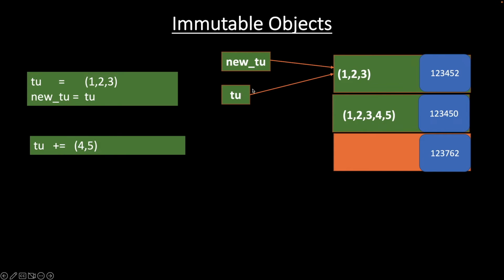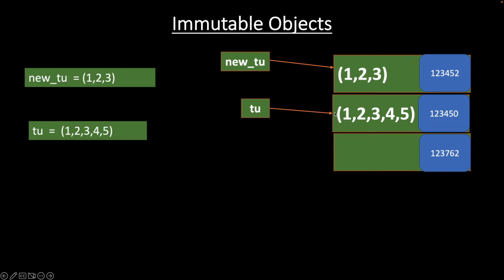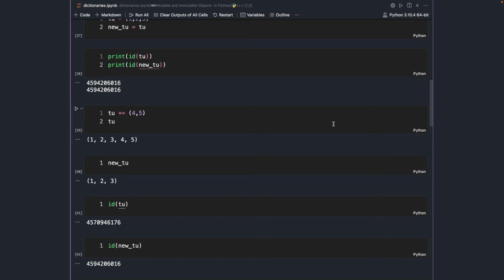And just look, right now this tu is referring to this particular object. And when this operation gets completed, tu will change its reference from the old object to the new temporary object which was created. So now new tu is still referring to the old object, whereas tu has changed its reference. Now let's verify this with our code.